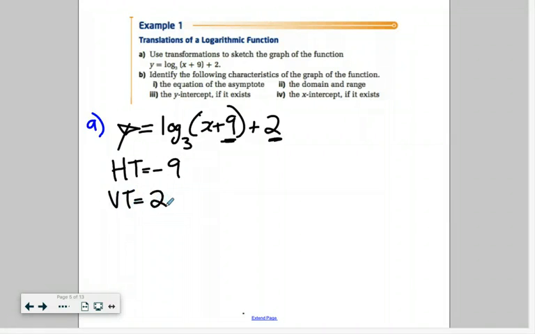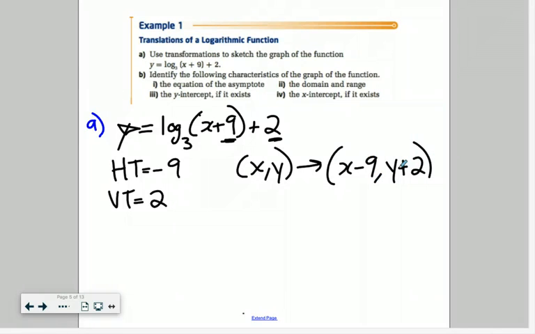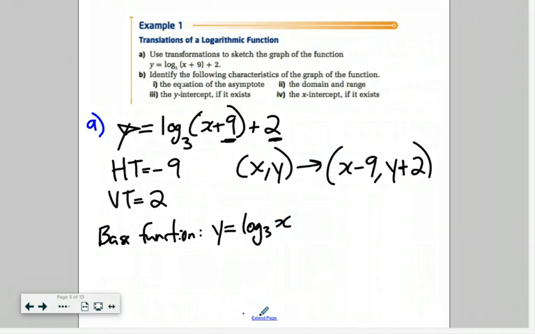Since we're not jumping straight to graphing technology, what's our best bet for graphing a function? A table of values, and we can get that table of values from a mapping rule. If we create that mapping rule, any point x, y on the original function would map to x minus 9 and y plus 2 on our new function. That requires understanding what your base function would have looked like, so we need to look at what the base function table of values would be. Our base function here is just y is equal to log x base 3.